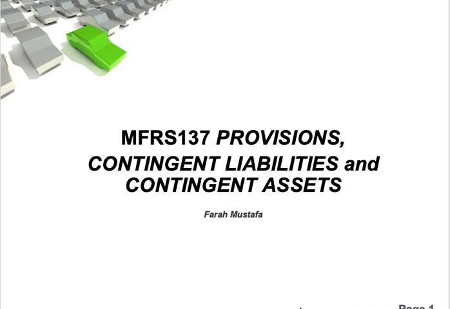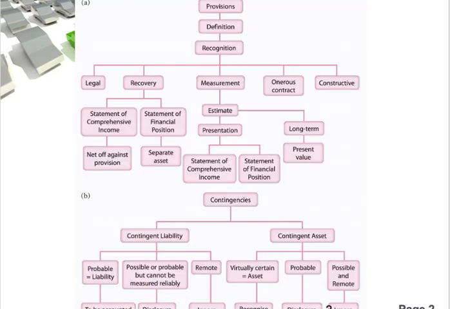To explain to you MFRS 137. Under this MFRS 137, there are three things that you have to know: provision, contingent liabilities, and contingent asset. The main objective of this MFRS is for the preparer of the financial statement to determine whether the transaction should be accounted for in the financial statement, or should just be included in the notes to the account. Okay, this is the summary of the topic.